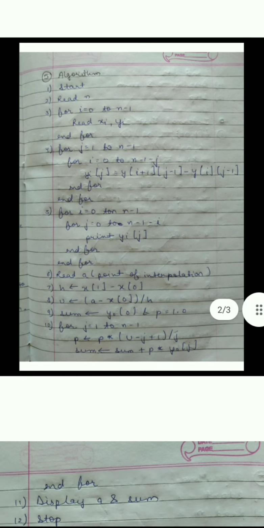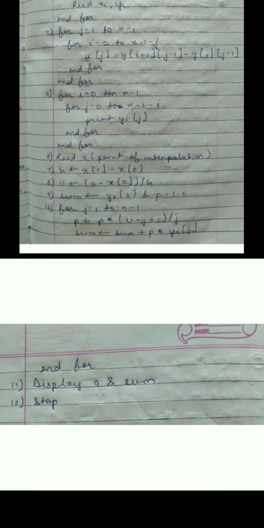6th, read a. 7th, h is equal to x1 minus x0. 8th, u is equal to a minus x of 0 upon h. 9th, sum is equal to y of 0 and p is equal to 1.0. 10th, for j equals 1 to n minus 1, p is equal to p into u minus j plus 1 upon j. Sum is equal to sum plus p into y of 0 j. And for. 11th, display a and sum. Stop.